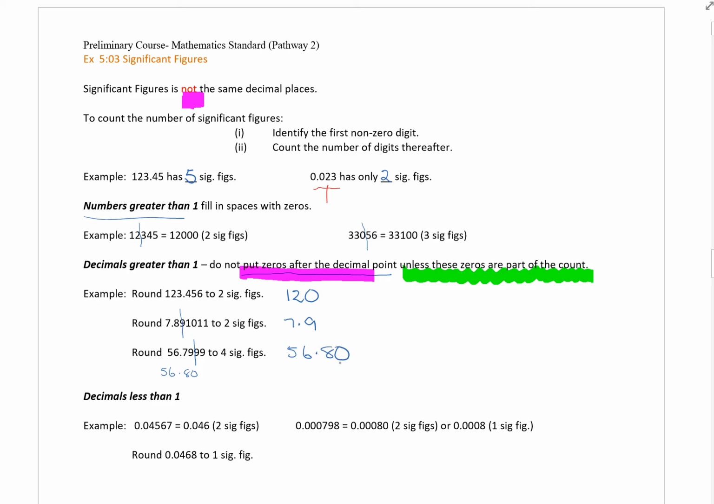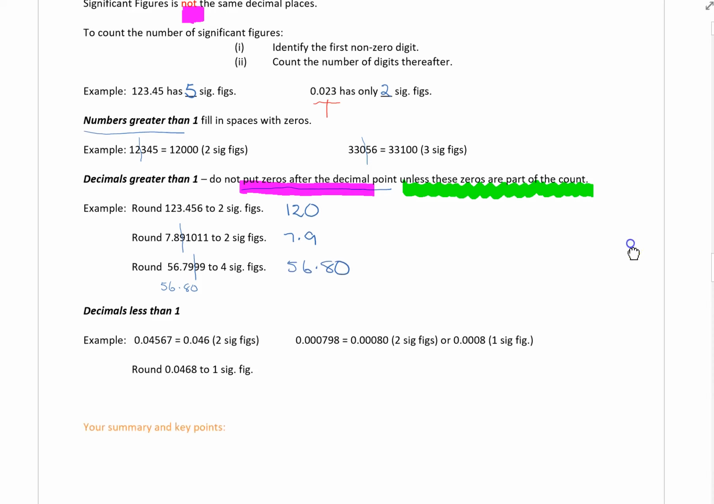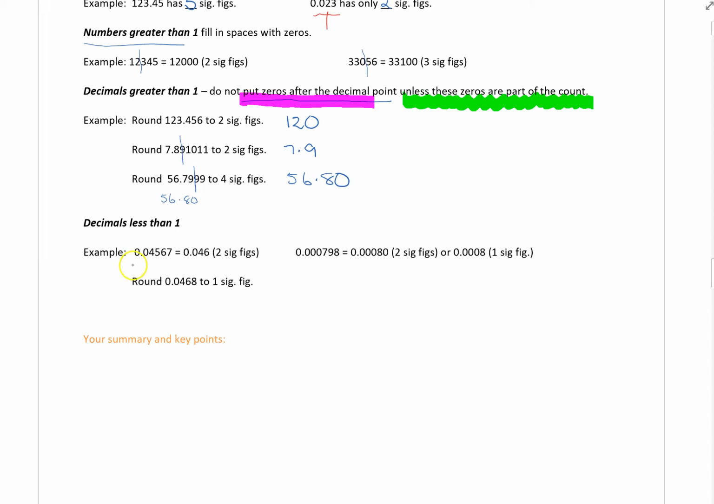Now, with the numbers that are less than 1, the first digit we come to is a 0, so it's not part of the count. And in this case, you can see in this example, the second digit we come to is also a 0, so it's not part of the count yet. We would say that that number there has 4 significant figures, but if we're instructed to round it to 2 sig figs, we're going to cut off here. The 6 that we're cutting off will impact on the 5, and as you can see, it's gone to a 6.